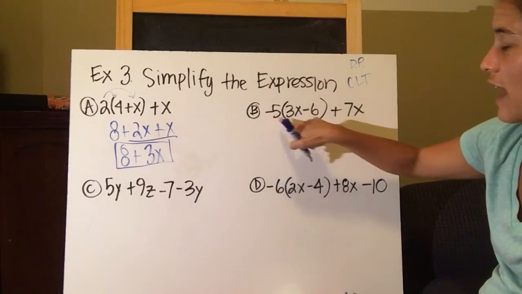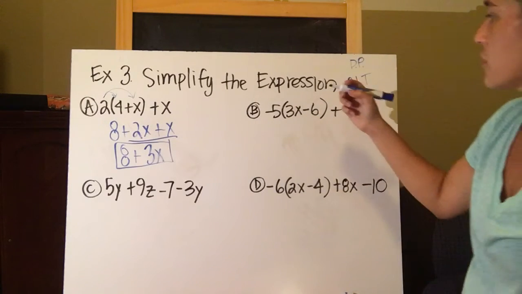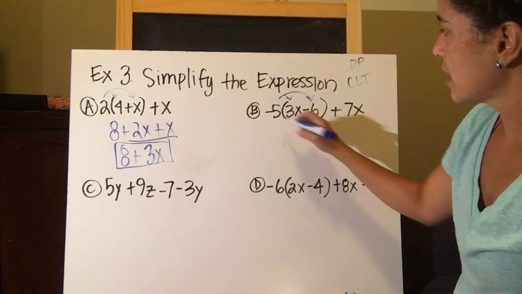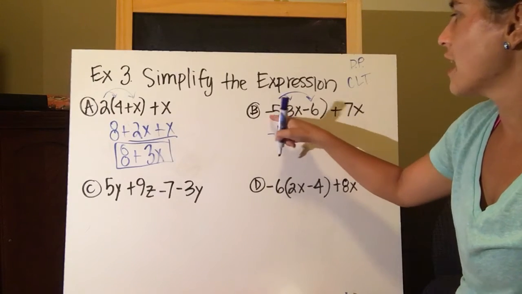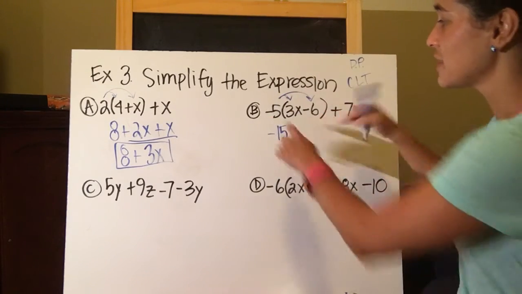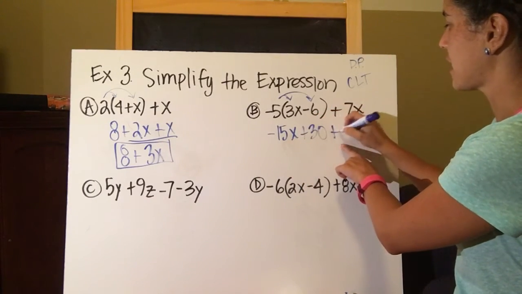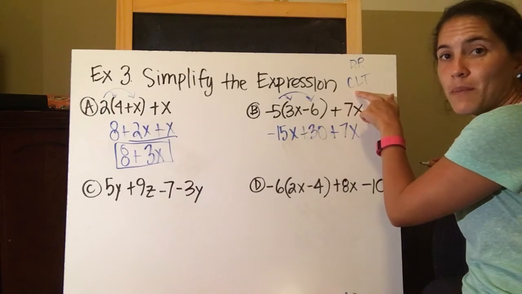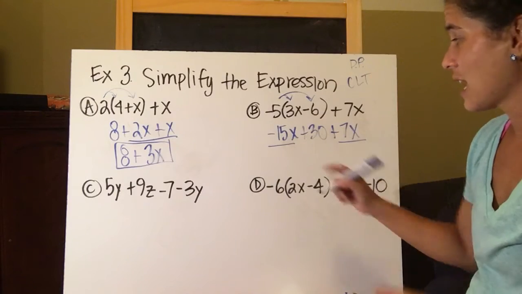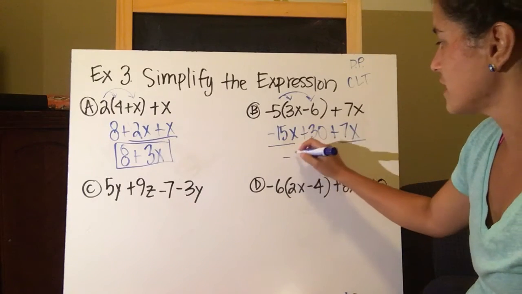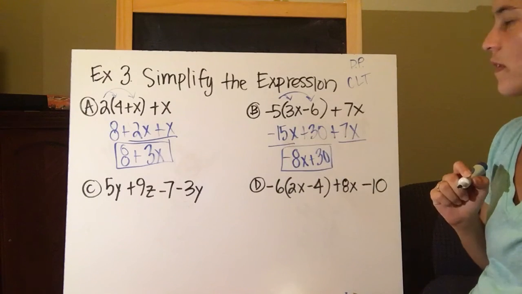Example B, negative 5 times 3x minus 6 plus 7x. So I'm going to distribute. Negative 5 times 3x is negative 15x. Negative 5 times negative 6, these are two negatives, is going to be a positive 30. And then I bring down my plus 7x. Now I'm going to combine like terms. So I have my like terms of my x's. Negative 15 plus 7 is negative 8x plus 30. There we go.